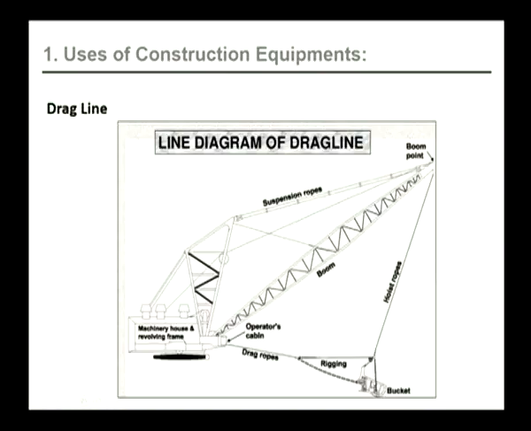The boom is connected with the hoist ropes, which in turn are connected to the bucket. So the entire assembly operates like a lever arm which moves the boom along this axis, and then the suspension ropes, the boom point, the bucket, and the hoist ropes act like a lever arm, and it ensures that excavation happens through the bucket. This part is called the rigging. So this one is a line diagram of a drag line.